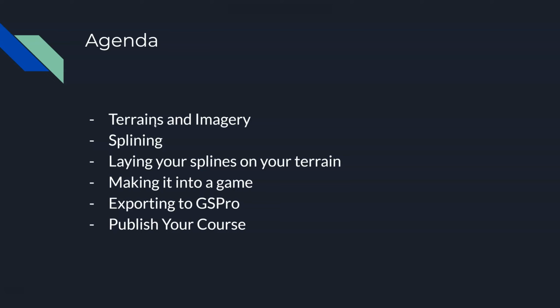So as I talk you through this at a high level, we're going to talk about terrains and imagery, which is the basis for the entire process. And then we're going to talk about splining, which is adding, if you want to call it, the golf physical assets, the tees, the greens, all the stuff that make a golf course a golf course. Then we're going to talk about taking those terrains, that imagery and the splines that you created, and how you combine them together. In other words, laying your splines on your terrain.